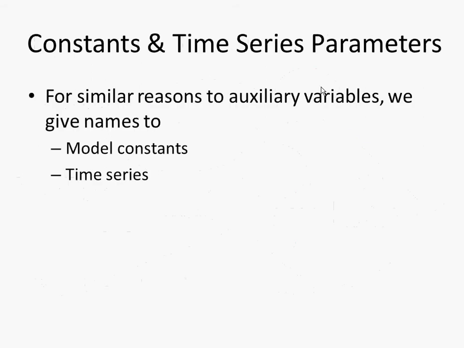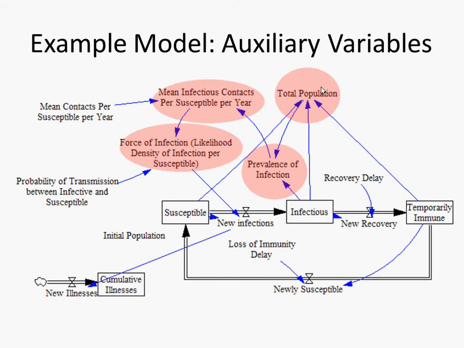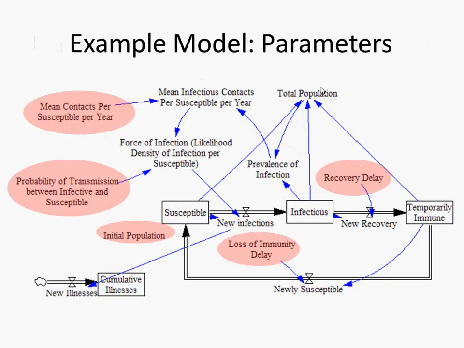And then we'll have constants. We'll have things like recovery delay, the mean time for someone to recover from infectiousness, or the mean time for them to lose immunity. These are constant within our framework. So these are constant values. Another constant value we associate with initial values of stocks. What's the initial population?